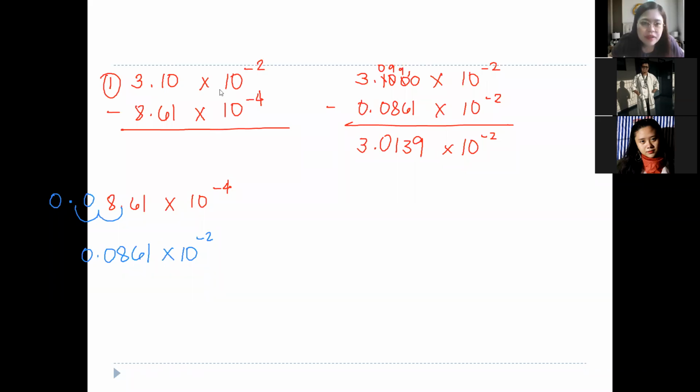So bakit merong iba na hindi pareho sa atin ng answer? What happened here? Then the correct answer is 3.0139 times 10 raised to the power of negative 2. Parang nakalimutan ata yung negative na sign for the exponent. Look at your answers again. I think some of you answered 3.014 times 10 raised to the power of 2. Nakalimutan ang negative na sign.